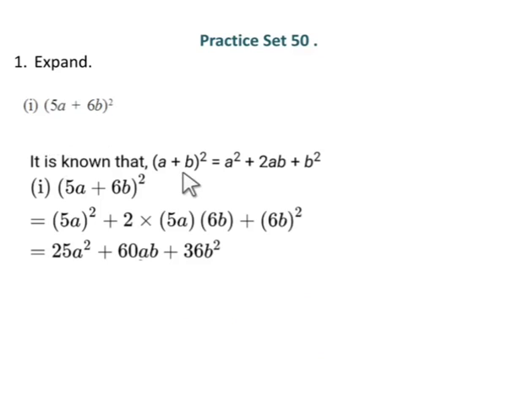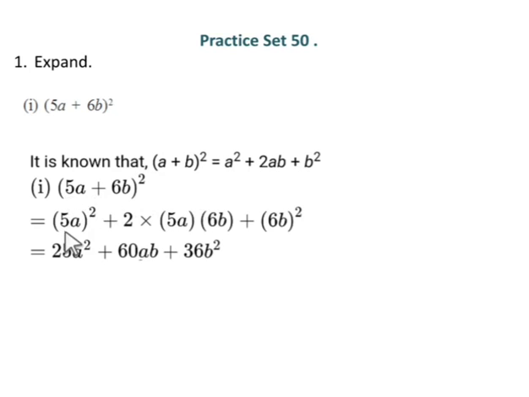Children, here we will use the formula (a + b)² = a² + 2ab + b², because the given example is of the form (a + b)². In this example, here a is 5a and b is 6b. So, in the right hand side, we will write 5a in place of a and 6b in place of b. So, let us do it.